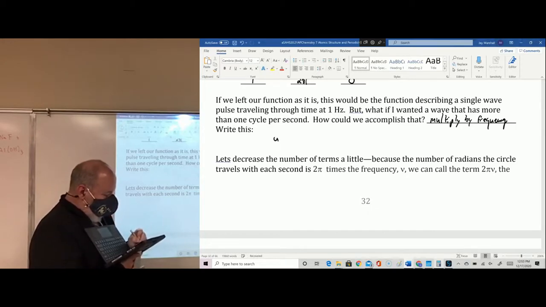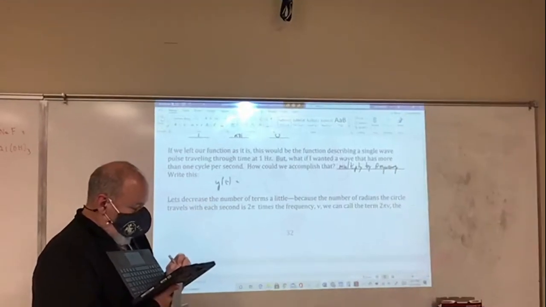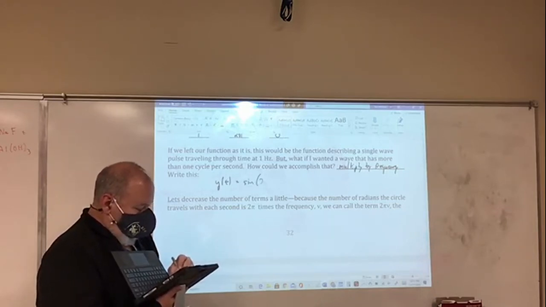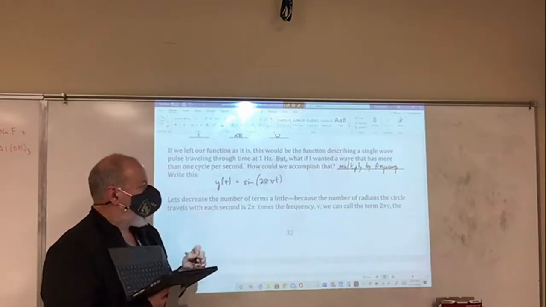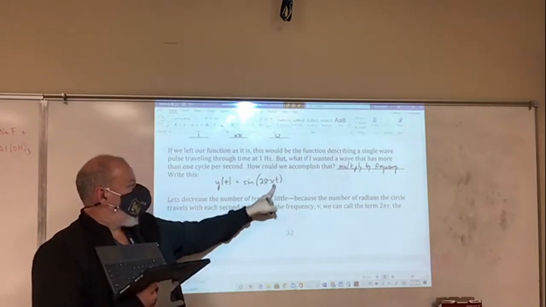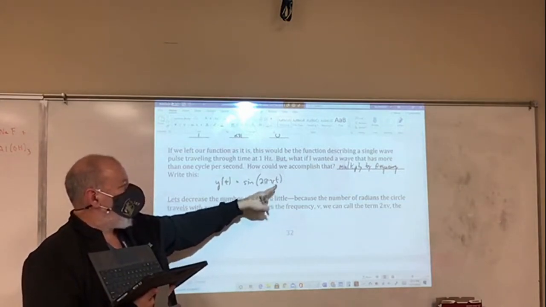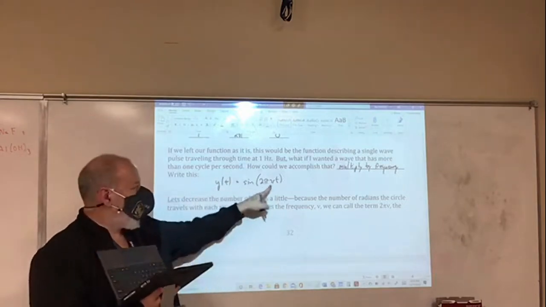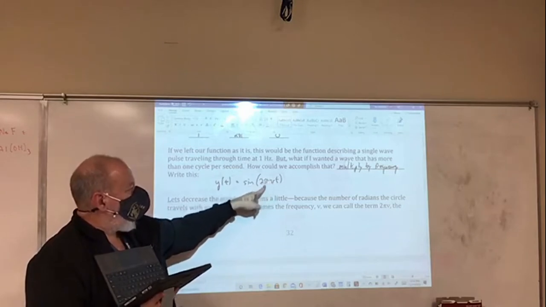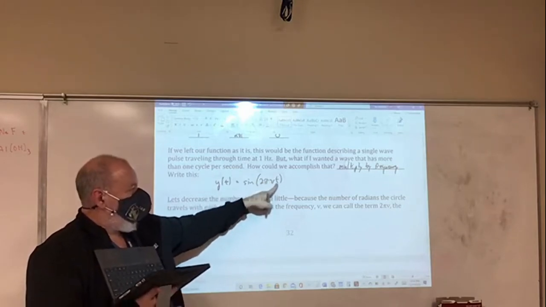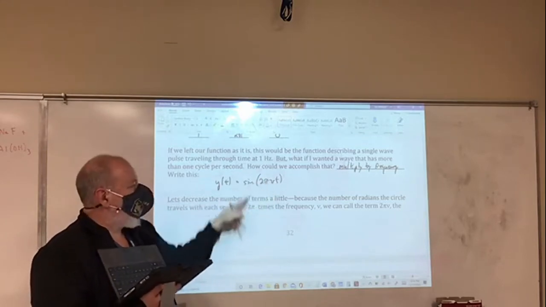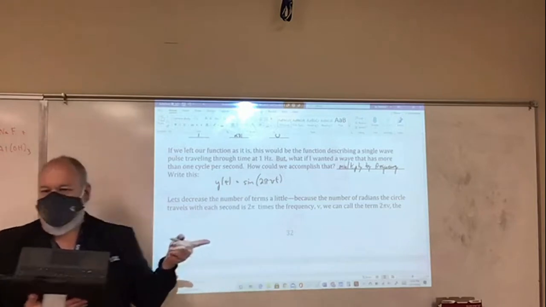Maybe I could say y of t equals the sine of 2 pi times frequency times time. Okay, so now let's say if my frequency was 2, I'm going to go through 2 revolutions in 1 second, right? And that's what this means. I'm going to multiply 1 complete circle by whatever that frequency is. If my frequency is 10, I'm going to go 2 pi radians 10 times in 1 second, right?